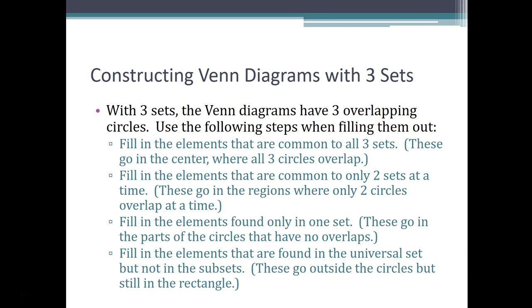And then finally, for the circles, fill in the elements that are only found in 1 set, and those go still in the circles but not in any of the overlaps. And then when you're done, go back to the universal set, see if there's anything that was left out, and those go still in the rectangle but outside the circles. So it's very similar to the 2-circle one, except you've got more regions to do. So instead of having 4 regions to worry about, you have 1, 2, 3, 4, 5, 6, 7, 8 regions to worry about.